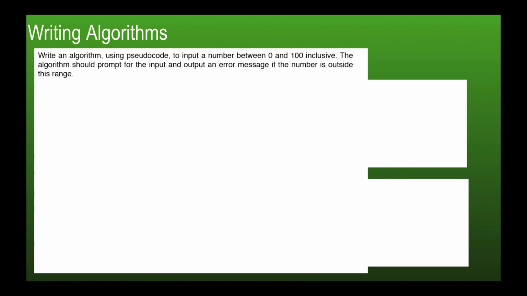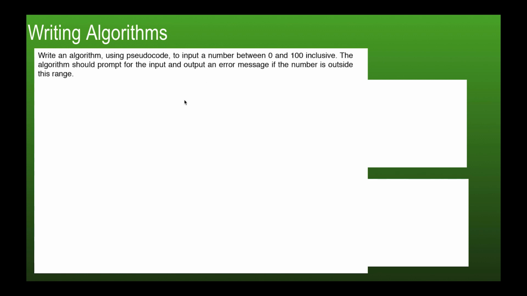So we're going to input numbers between 0 and 100 inclusive. Now, careful when you read this because it says to input a number. So actually it's not numbers, it's only one. So you may think you have to do a whole loop structure here. Well, I may use a loop still. But to input a number between 0 and 100, we only need one input, and the algorithm should prompt the user for the input, and output an error message if the number is outside range.